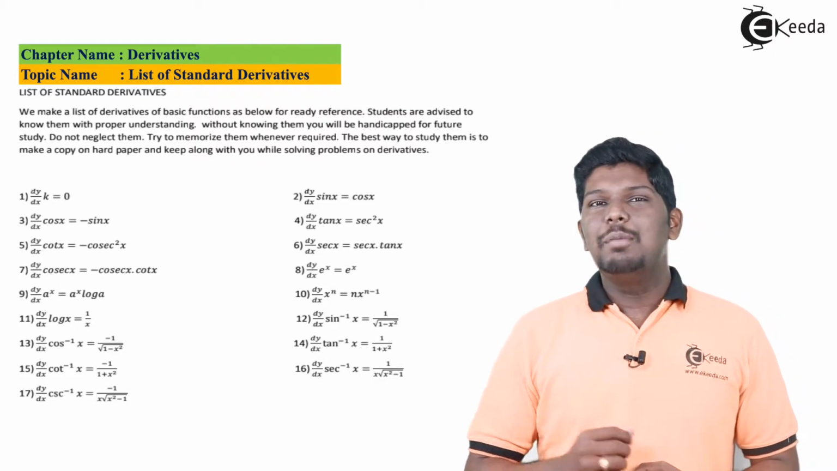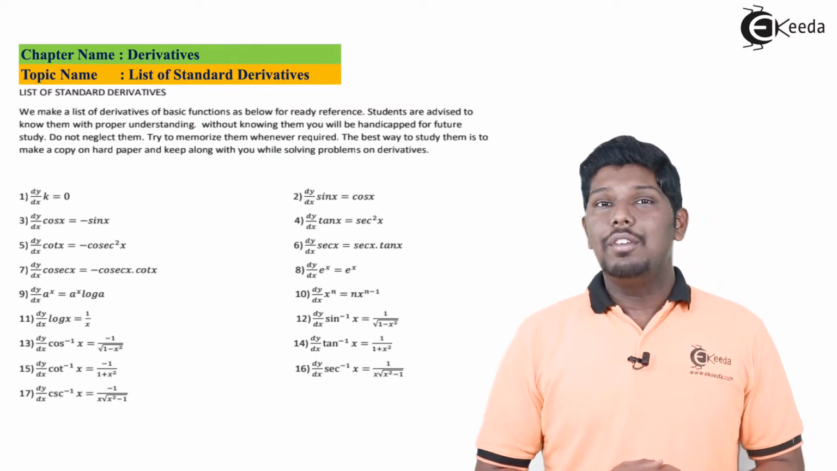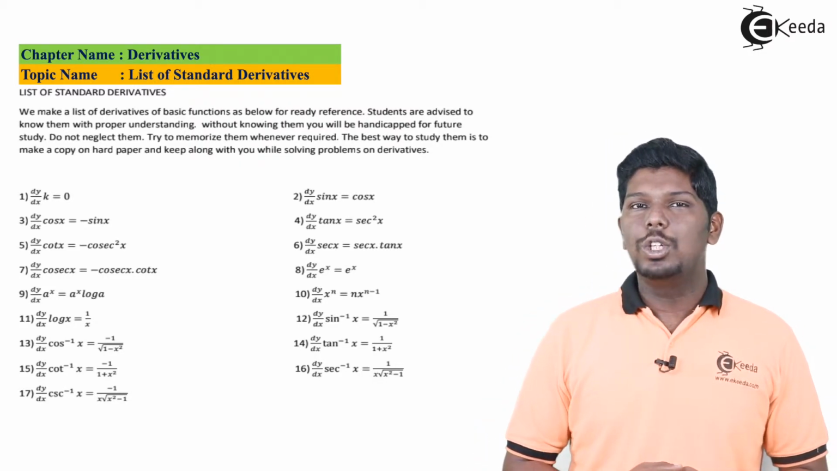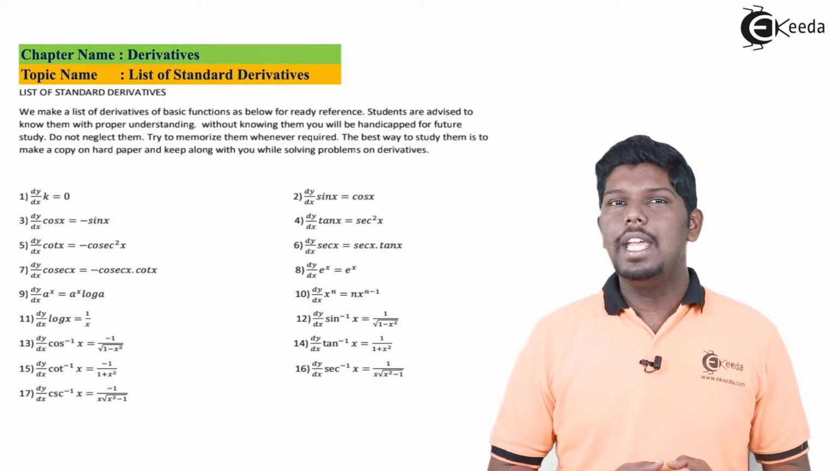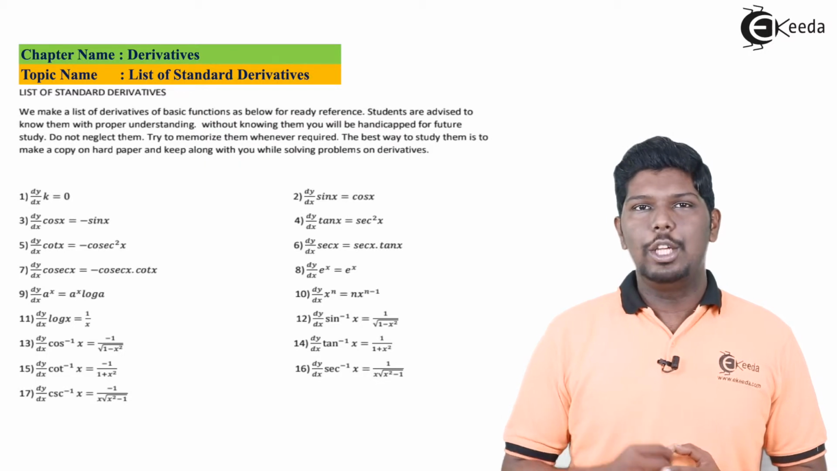Before that, I would recommend you to take a pen and paper and try to note down these formulas. So let us start with the first formula. It says derivative of constant is equal to 0. That is d by dx of k. Whenever we have a constant, say like a number, its derivative will be 0.